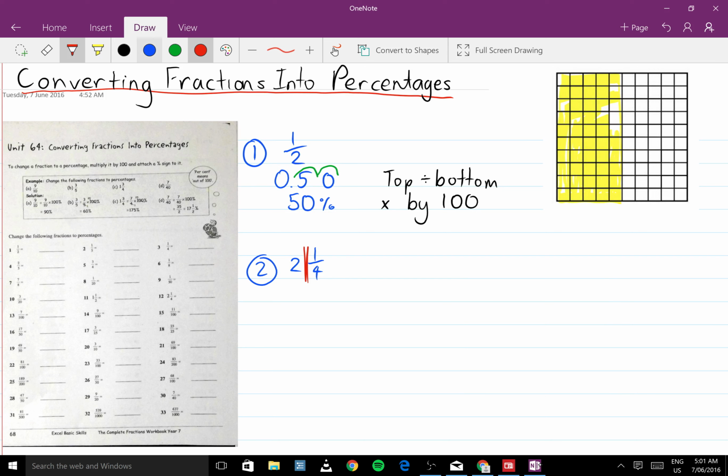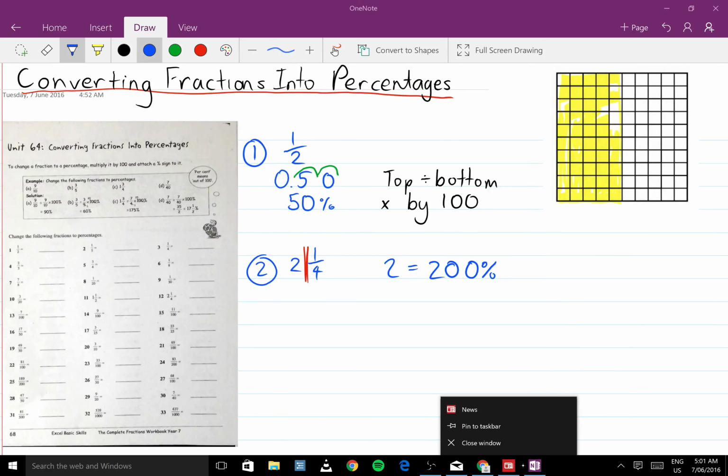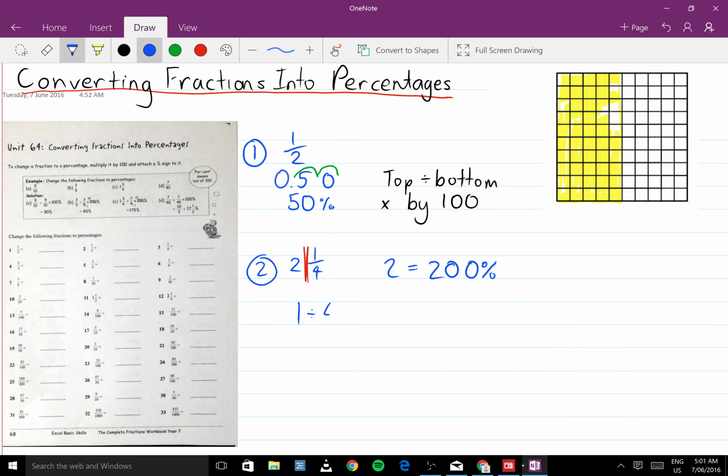Okay, now 2 wholes has to be 200%. Okay, so 2 wholes and 1/4 is going to be 200%, and whatever 1/4 is as a percentage. So to work out my quarter as a percent, I just take 1 divided by 4, top divided by bottom. Okay, 1 divided by 4 equals 0.25. You can do that on your calculator.